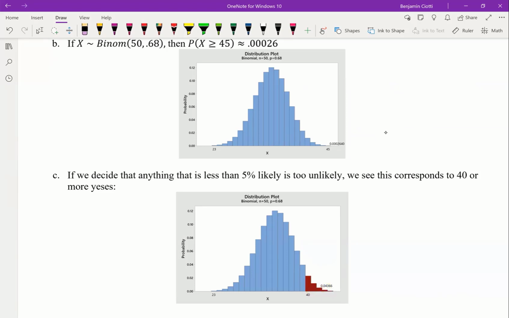So if I observed 40 yeses in this sample of 50 voters, I would start to doubt the 68% number, because there's only a 5%, actually a 4.3% probability of this occurring. So it seems pretty unlikely.